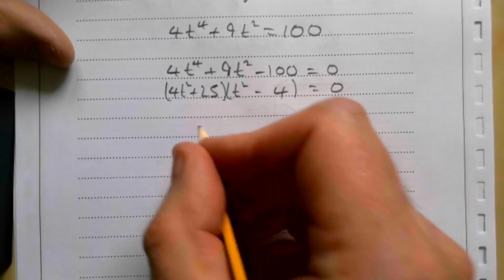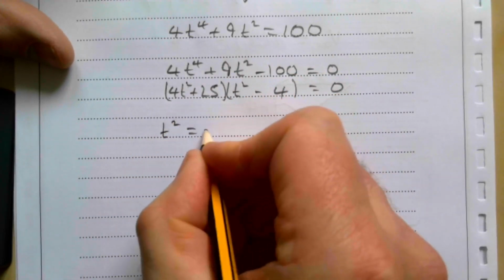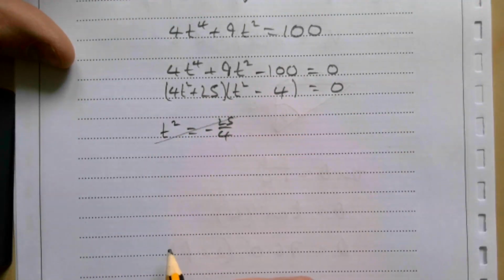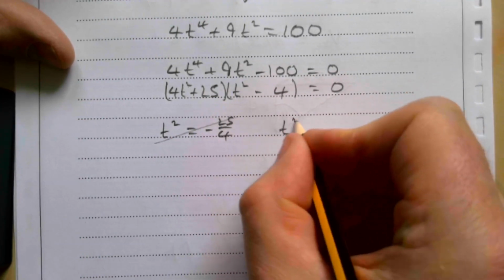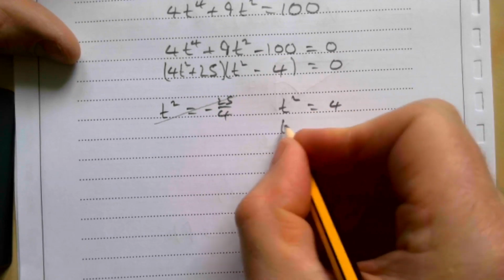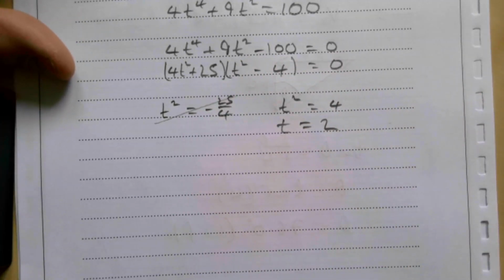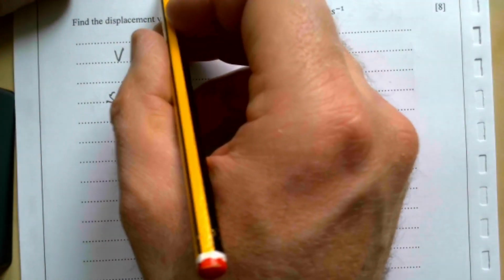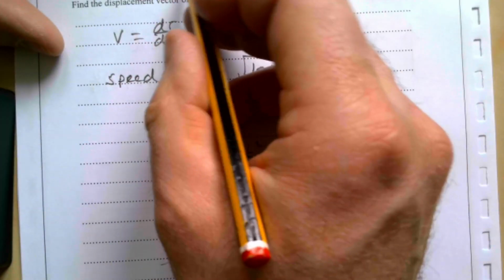So this is going to give us 2 values. It either gives us t squared is equal to minus 25 over 4. Obviously that's no good to us. We can't take a square root of a negative number in this scenario. Or we have t squared equals 4, and so t equals minus 2 isn't going to be an option for us, so we're going to take t equals 2. So that's the time when the speed is 10, so we need to work out the displacement vector when t equals 2.